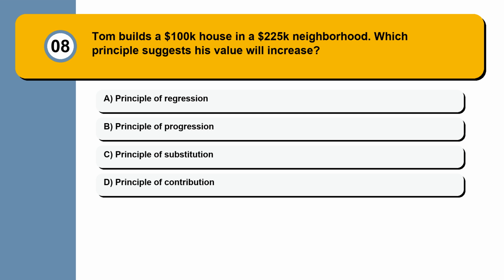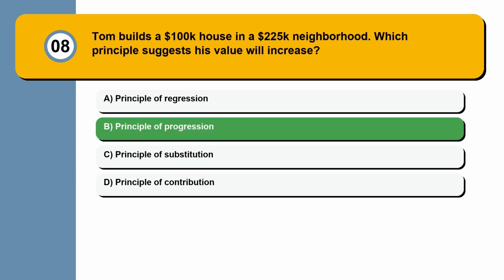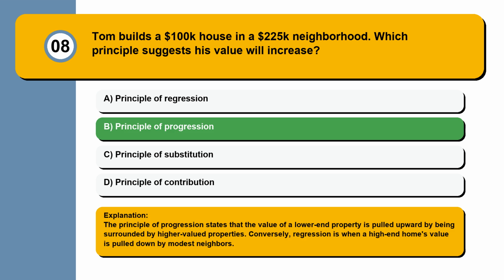Question 8. Tom builds a $100,000 house in a $225,000 neighborhood. Which principle suggests his value will increase? Principle of regression, principle of progression, principle of substitution, principle of contribution. The principle of progression states that the value of a lower-end property is pulled upward by being surrounded by higher-valued properties. Conversely, regression is when a high-end home's value is pulled down by modest neighbors.